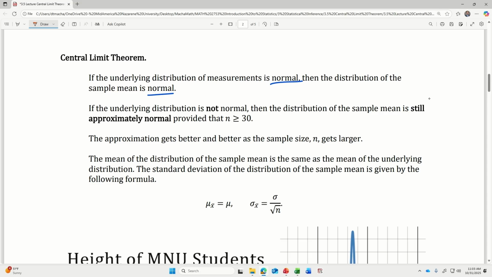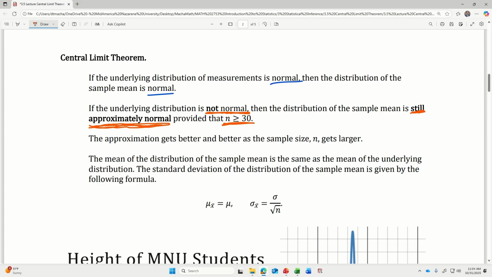If the underlying distribution is not normal, then the distribution of the sample mean is not necessarily normal. But if I have a large enough sample size, then we still say that the normal distribution is an adequate model for the distribution of the sample mean. In other words, if the underlying distribution is not normal, then the distribution of the sample mean is still approximately normal, provided that the sample size is at least 30. That's usually our heuristic. Our rule of thumb is that we want a sample size of at least 30.